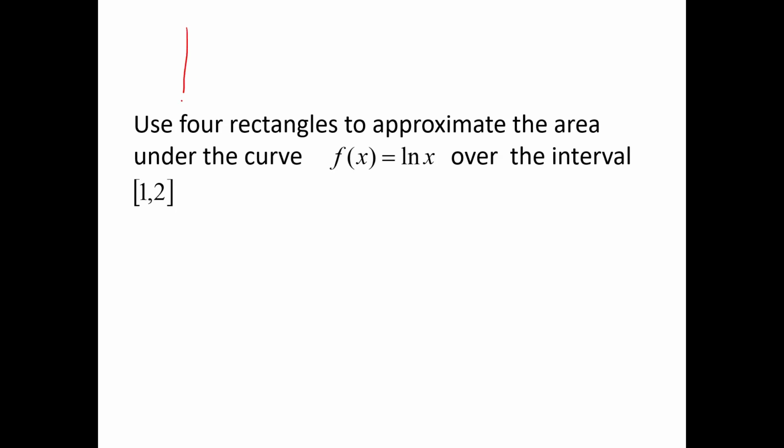So you should know what the graph of the natural log of x looks like. The graph of the natural log of x looks like this. It crosses the x-axis right here at 1, and you're going from 1 to 2. And so the very first thing you need to do is figure out what is the width of your rectangles. Since you're going from 1 to 2, 2 minus 1 divided by 4. And so now you have 1/4. Okay, so let me go ahead.